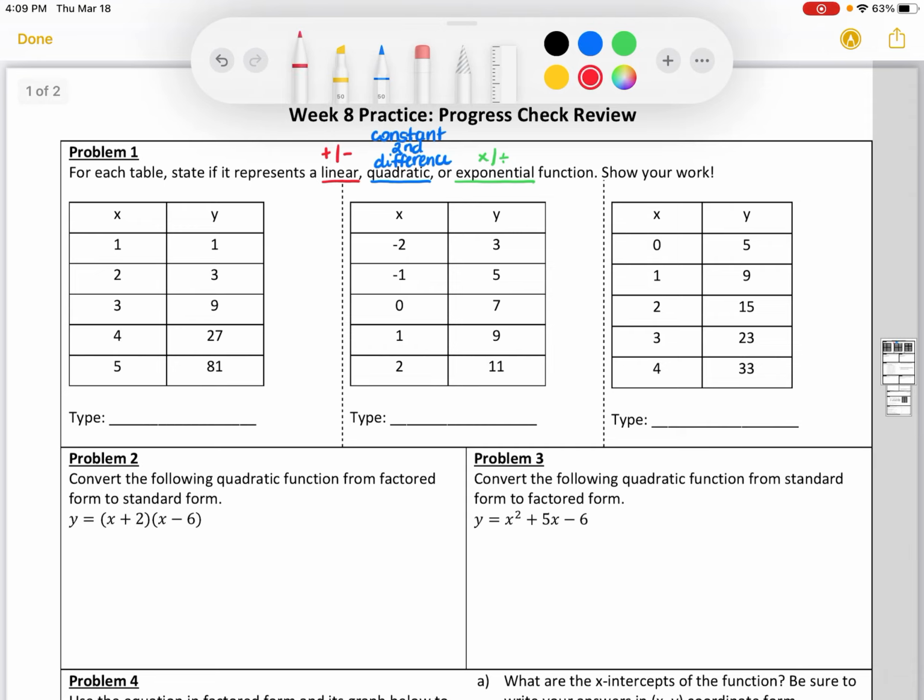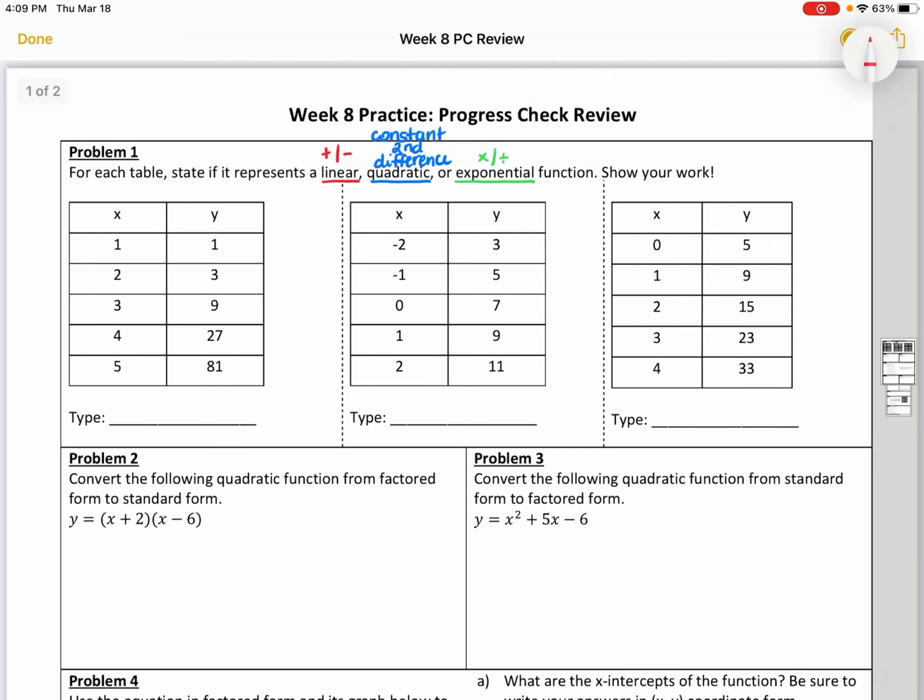So the way I do this, when I'm trying to figure out what kind of table I have, I use process of elimination. So I go through each type and see if it works, and then I move on to the next type. So I always start by figuring out if it's linear, then I'll move on to exponential, and then if it's not linear or exponential, then I know it has to be quadratic and I can show that it's quadratic. So I always go in that order: linear, then exponential, then quadratic.